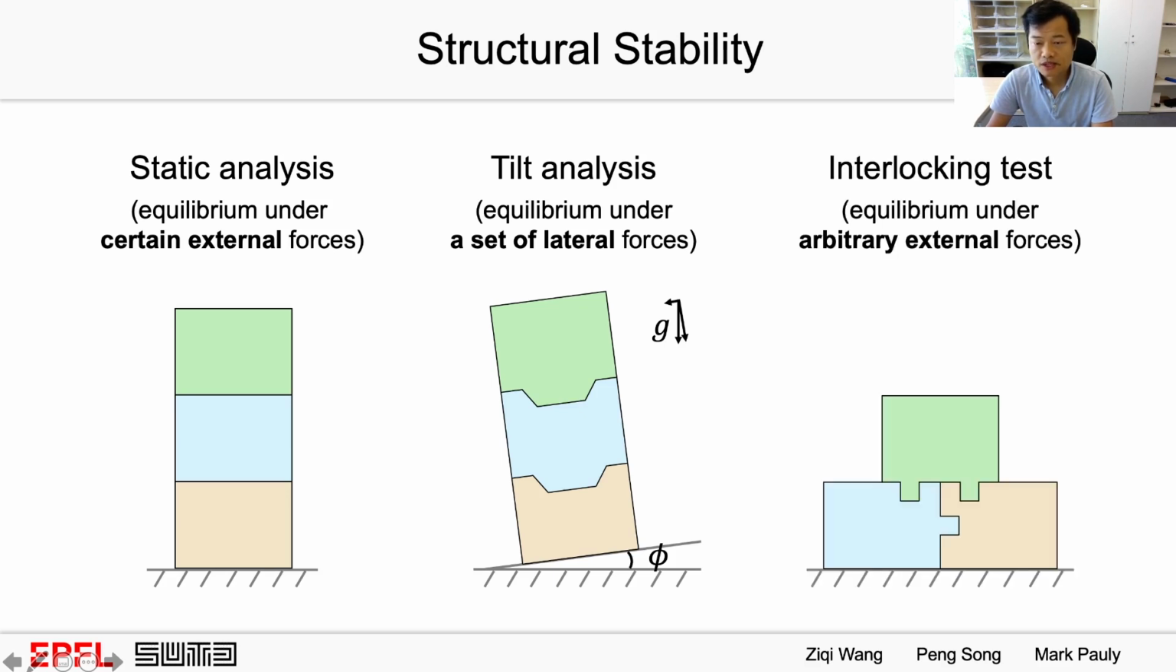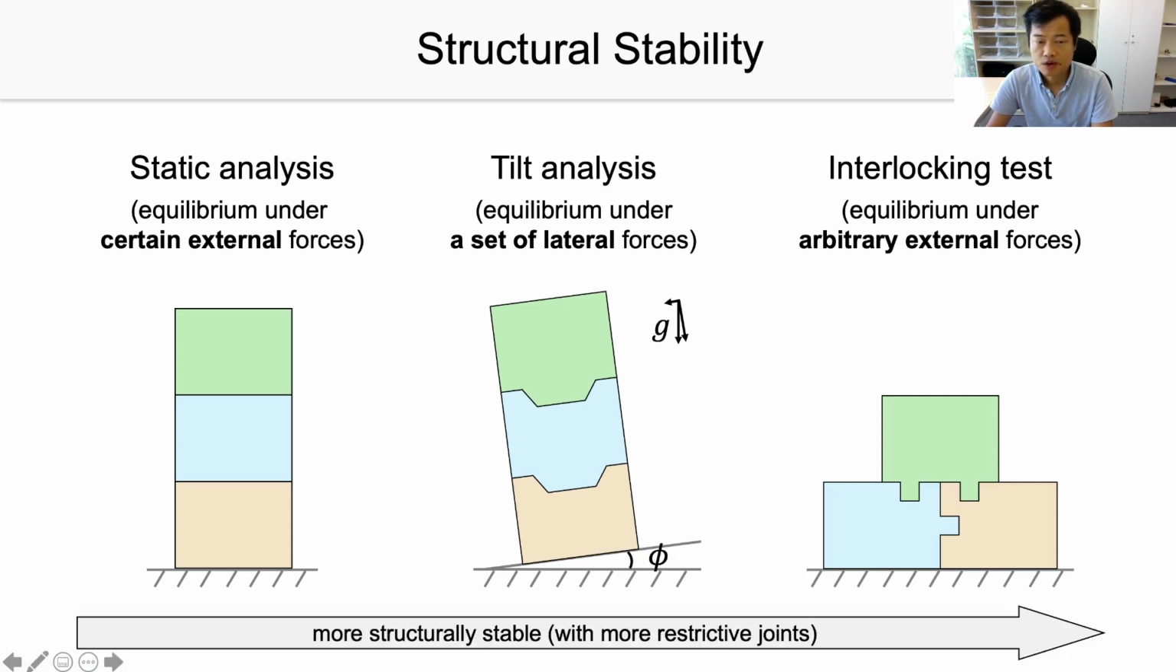In an extreme state, an assembly can be in equilibrium under arbitrary external forces. We call this structural stability state interlocking. Comparing these three states, we can see that the assembly becomes more and more structurally stable. But the cost is that the part geometry becomes more and more complex, since more restrictive joints are needed to connect the parts.